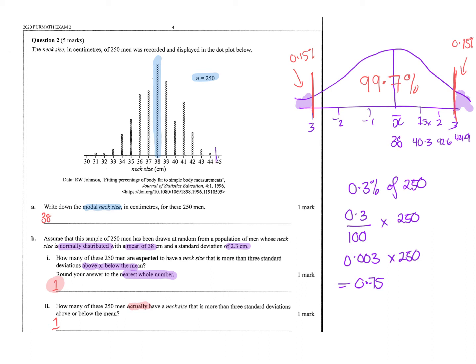No. But what about if we go below? If you go 38 minus 2.3, you get 35.7, minus another 2.3, you get 33.4, and another 2.3 would be 31.1. Now, anything lower than 31.1, is there one lower than that? Yes. See that little guy there? He is lower. So there's actually one lower.